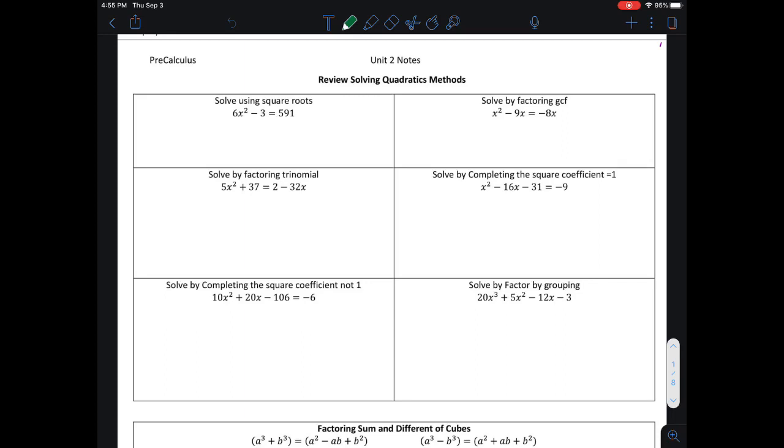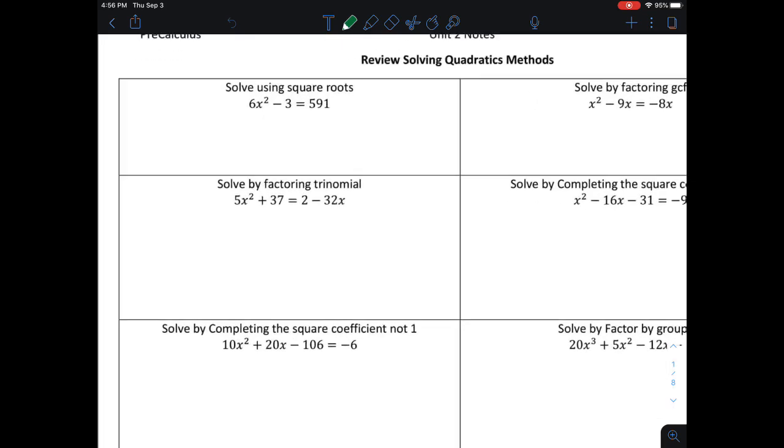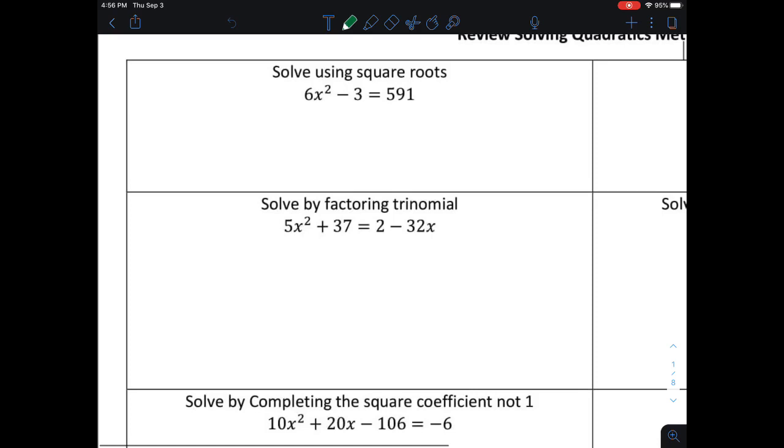Okay, in this video, we're going to review all of our methods to solve some quadratics, and that's going to involve using square roots and some factoring methods and completing the square. And we'll also go through some sum and difference of cubes and polynomial inequalities. So let's go through the process of solving these problems.